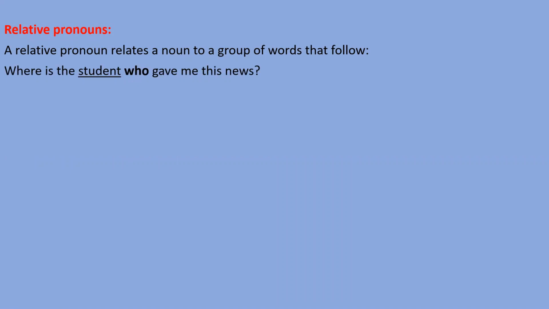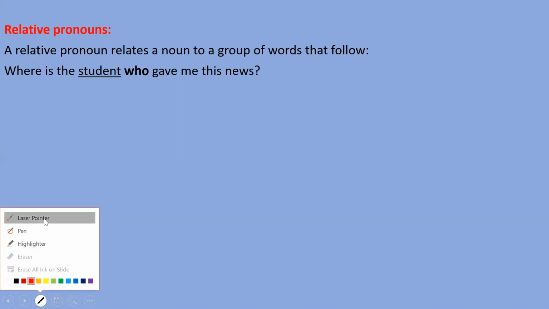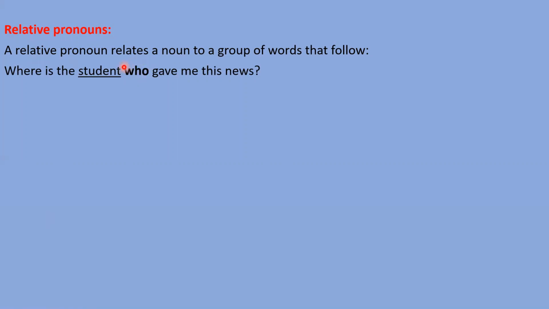Like, where is the student who gave me this news? So, dear students, in this sentence, this WH word means who. Who is a relative pronoun. Why? Because this who word relates the rest of the sentence with this part. That's why who is called a relative pronoun.